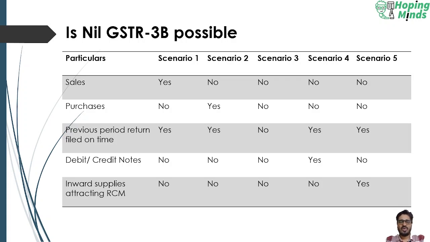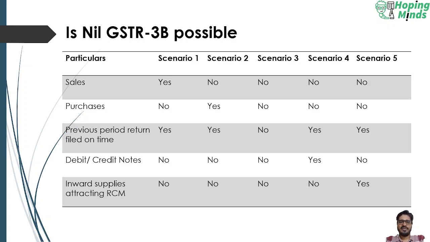The answer is no, as we have outward supplies attracting liabilities. Or even if there is no tax payable during the reporting period against the sales, that is, if it is exempt turnover also, then also we cannot file nil GSTR-3B return.